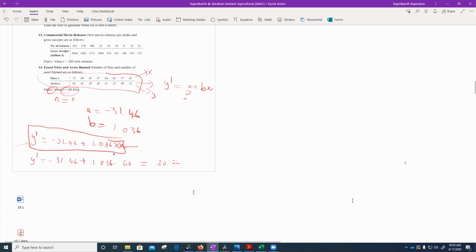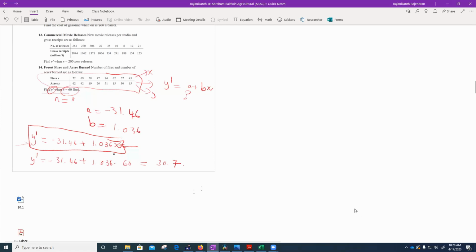Okay, so that means what? That means in future, if we have 60 fire problems, then we are going to lose 30.7 area of the land. That's the meaning, right? Does it make sense? Yes, sir.